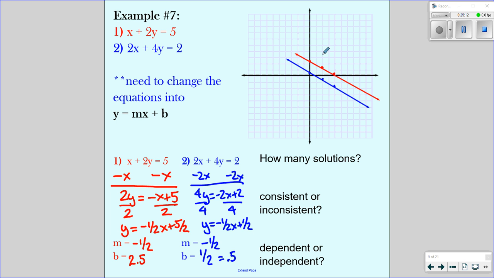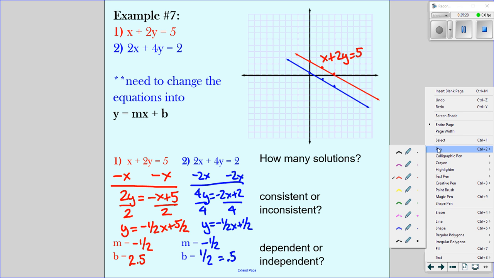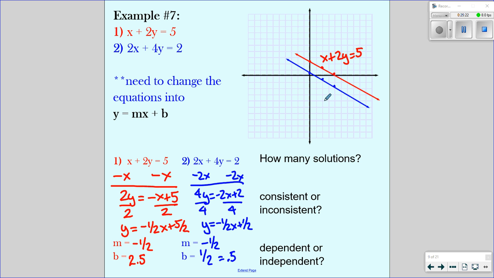All right, so when I label it, I'm using what I started off with, and then the blue. This is 2x plus 4y equals 2.